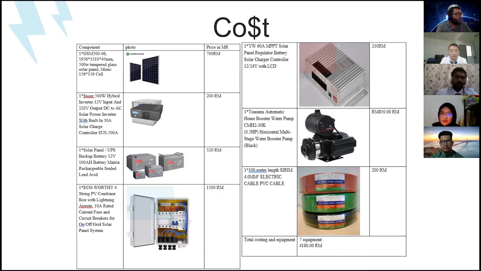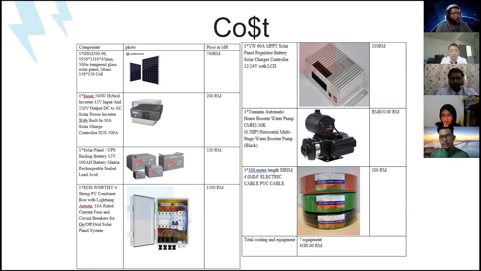The second one is the CR 500 watt hybrid inverter, 12 volt input, and the output is 220 volt output with a built-in 10 ampere solar charge controller. The next one is the solar panel UPS backup battery, which is 12 volt, and it has a 100 Ah battery matrix, rechargeable, sealed, and lead acid. Next is the Eco-Worthy 400 string DC combiner box with lightning arrester and a 10 ampere rated current fuse circuit breakers for on and off grid solar panel system.